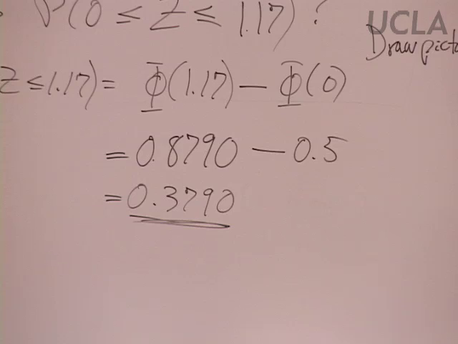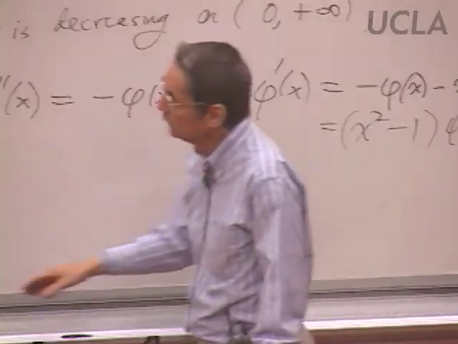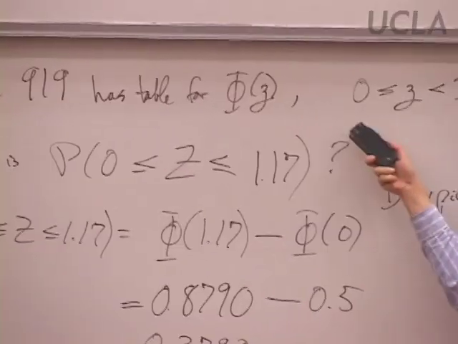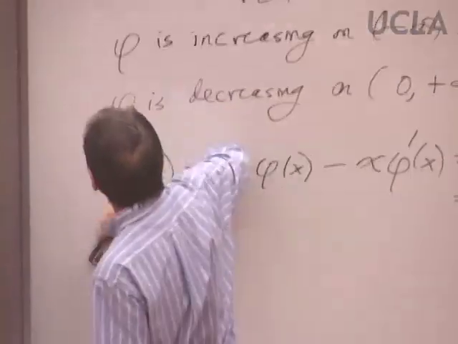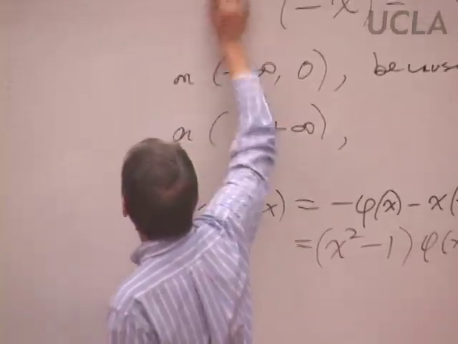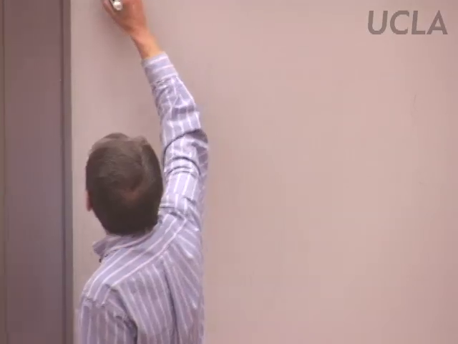But that was too easy, because that's just using numbers between 0 and 3. It's covered by the table. What if we want numbers not between 0 and 3? Well, first, what about big numbers? This number, that was 1.